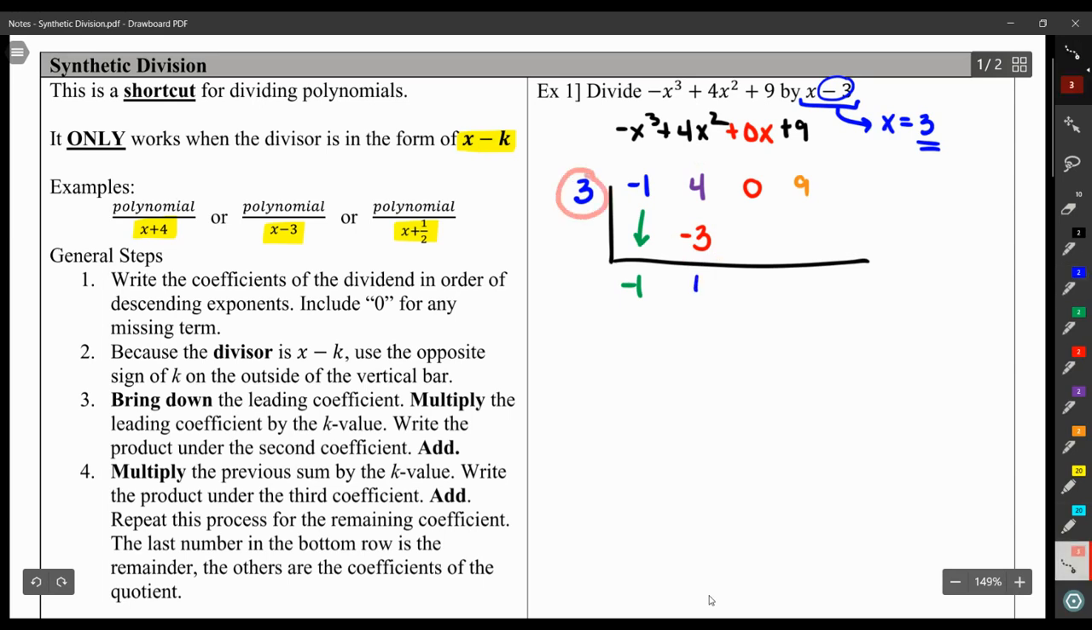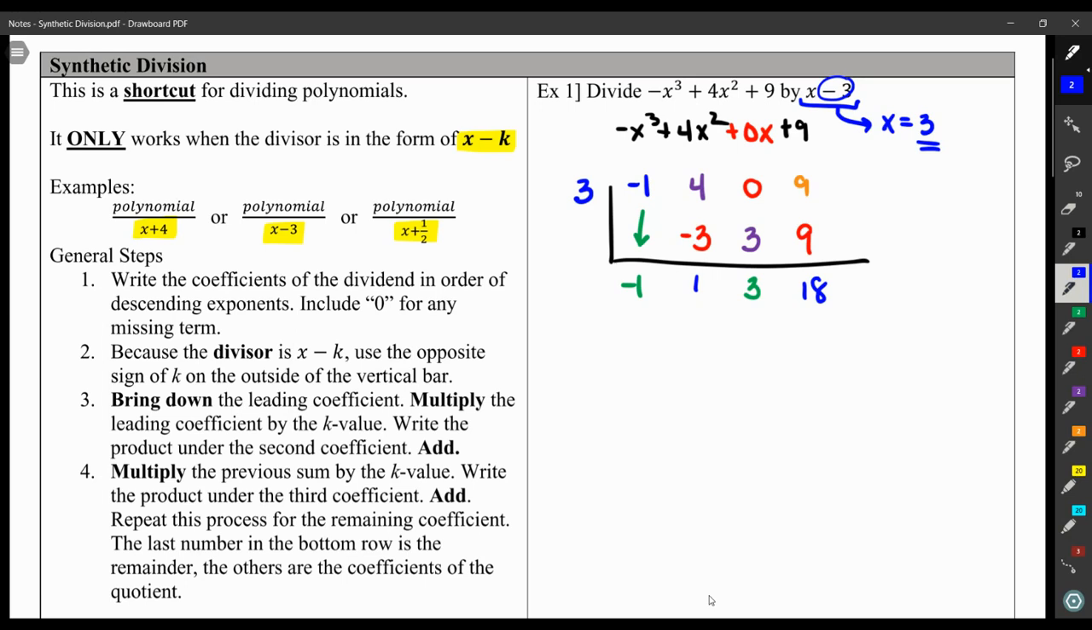Then we take 3 times 1 and put it on the inside. So 3 times 1 makes 3. And then again, to get the number on the outside, we add these two together. So 0 plus 3 makes 3. And then we do it one more time. We take 3 times 3 and put it on the inside. So 3 times 3 makes 9. And then finally, to get this number on the outside, we add these two together. So 9 plus 9 makes 18. So we have completed the synthetic division process.